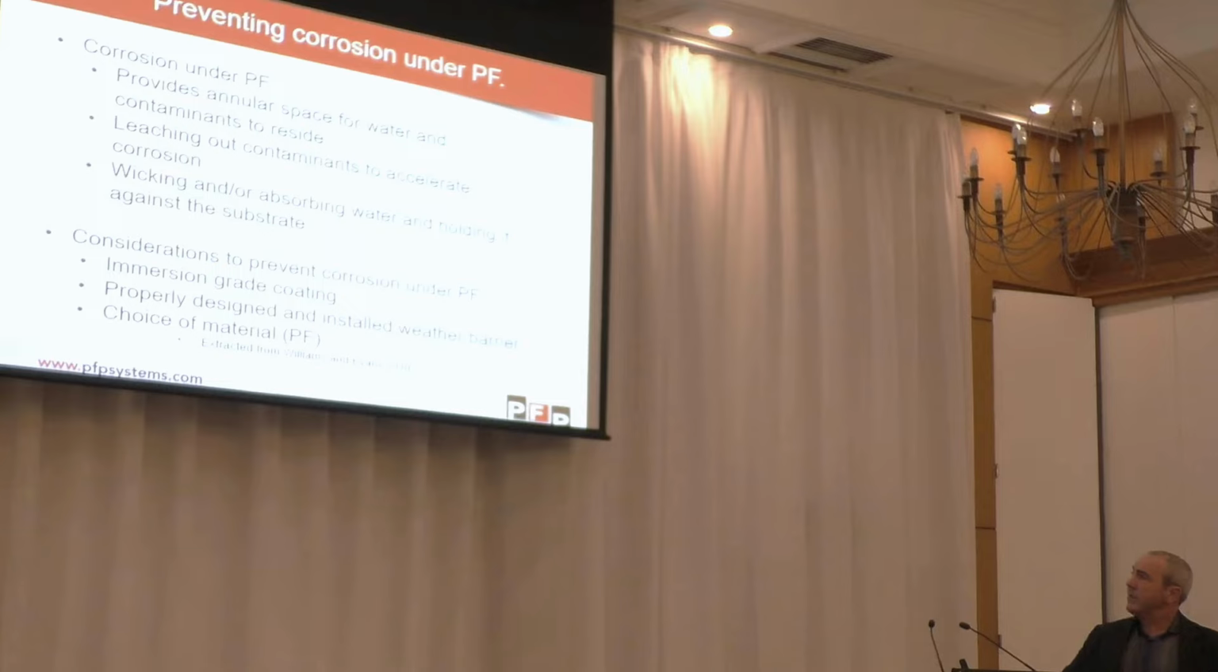So the considerations to prevent corrosion under passive fireproofing: despite the fact that the asset may be above ground and in a nice, well-ventilated area, in this particular case the asset owner considered an immersion grade coating. Also consider a properly designed weather barrier. And of course your choice of material. It's got to be hard enough, or weather resistant, and also take any movement, such as thermal expansion or general movement of the plant, etc.